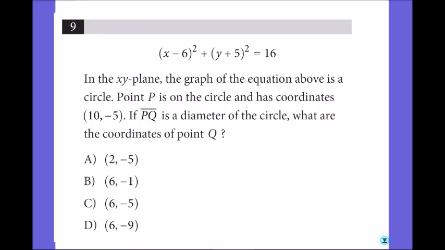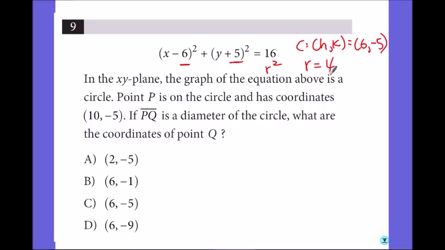9. In the xy plane, the graph of the equation above is a circle. Okay? When it's a circle, you have to remember the formula. So this is your h and k. Your center is h and k, whatever you subtract from x and y. So that is 6, -5, they switch sign. And this is r squared. So r is for the radius.